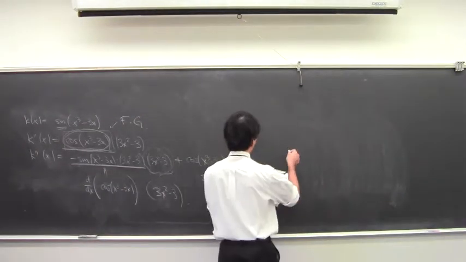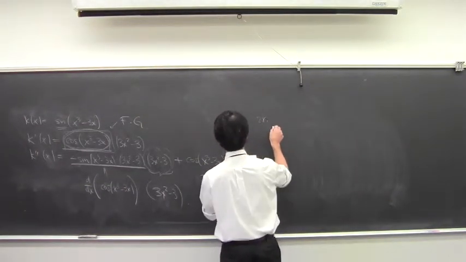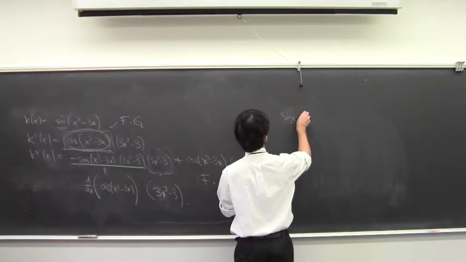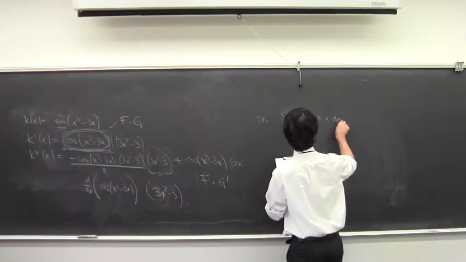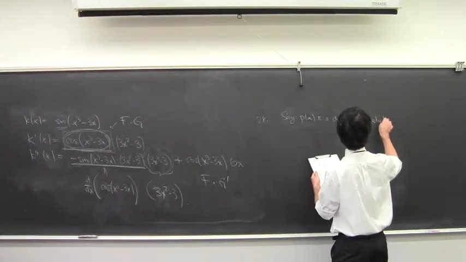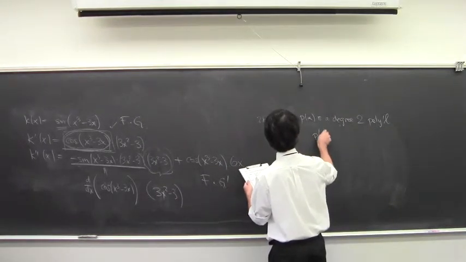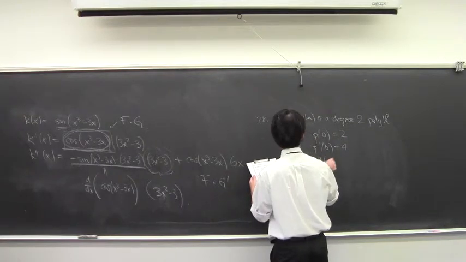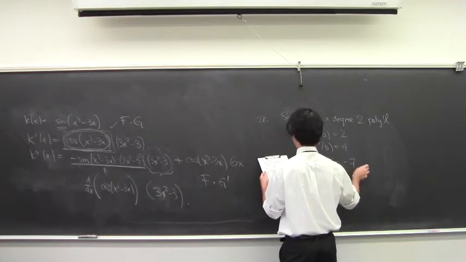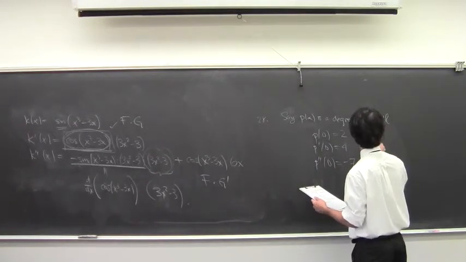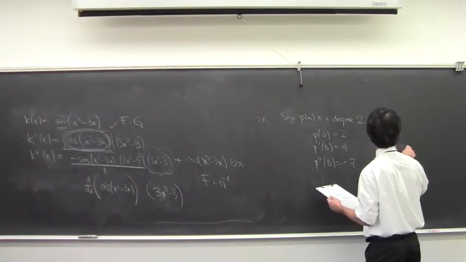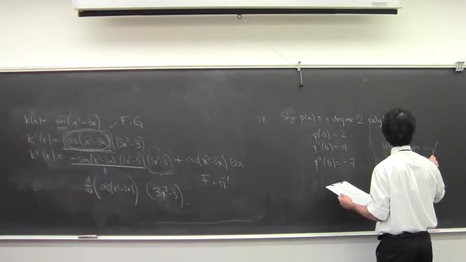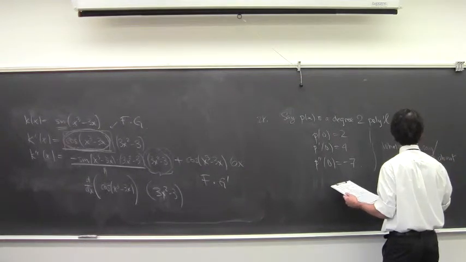Okay. So here is maybe the hardest sort of problem that you might encounter. Say p of x is a degree 2 polynomial, and that p at time 0 is 2, p prime at time 0 is 4, and p double prime at 0 is, say, -7. What can you say or determine about the polynomial?